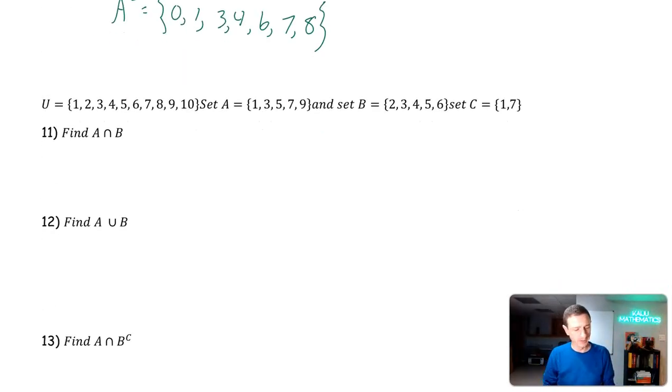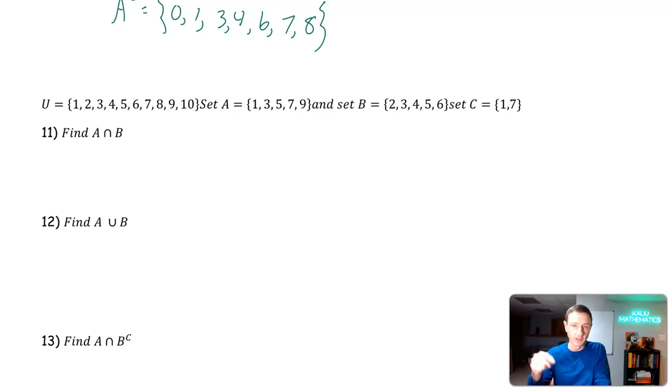All right, last example, I should say. I can't use the word set when we're talking about sets. So we have the universal set 1, 2, 3, 4, 5, 6, 7, 8, 9, 10. Set A is 1, 3, 5, 7, 9. Set B is 2, 3, 5, 6. Set C is 1, 7. So number 11, find A intersecting B.